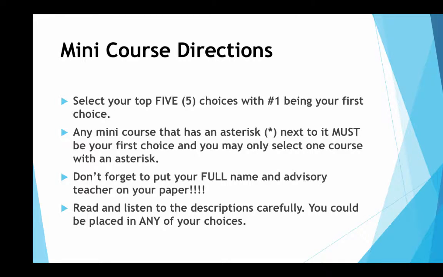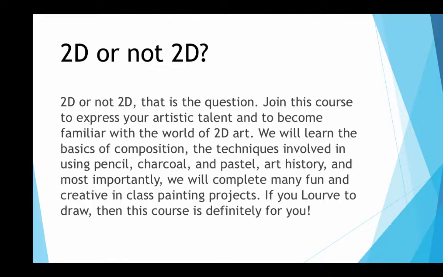Mini Course Directions. Select your top 5 choices, with number 1 being your first choice. Any mini course that has an asterisk next to it must be your first choice, and you may only select one mini course with an asterisk. Don't forget to put your full name and advisory and teacher on your paper. Read and listen to the descriptions carefully. You could be placed in any of your choices.